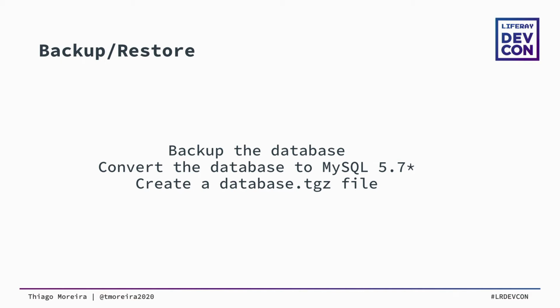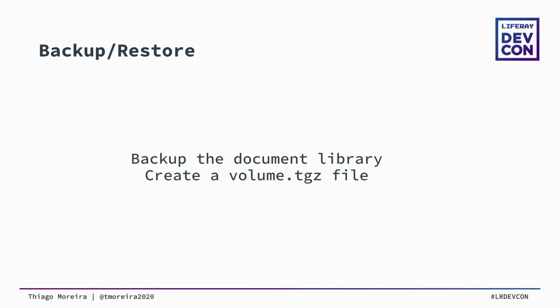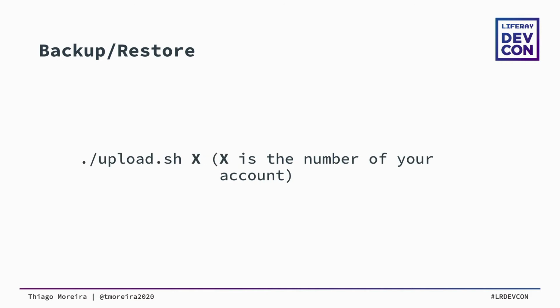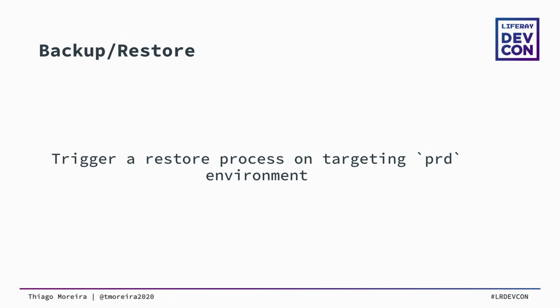But just to visit the slides, we have some steps here: backup your database, convert the database to MySQL 5.7. Again, this is a process that you need to work on with our GS team or with your database vendor to make this conversion. Then create a database.tgz file, backup your document library, create a volume file as well, and then you will upload these files to your production account. Everything that I'm sharing here, we already did. The last step for backup and restore is to trigger a restore process targeting the production environment.